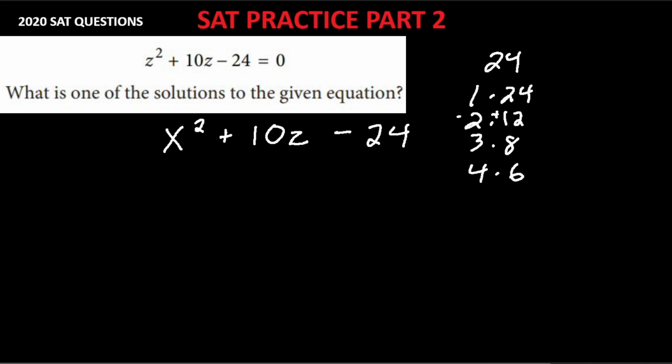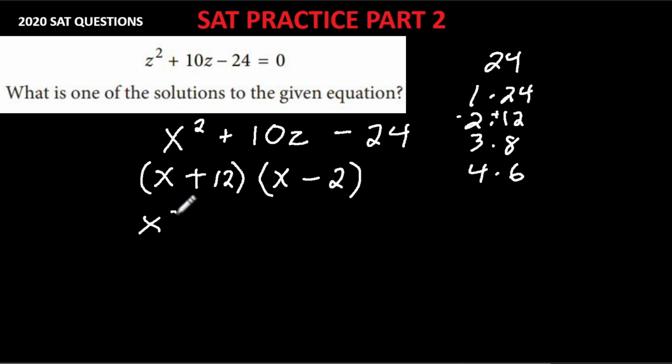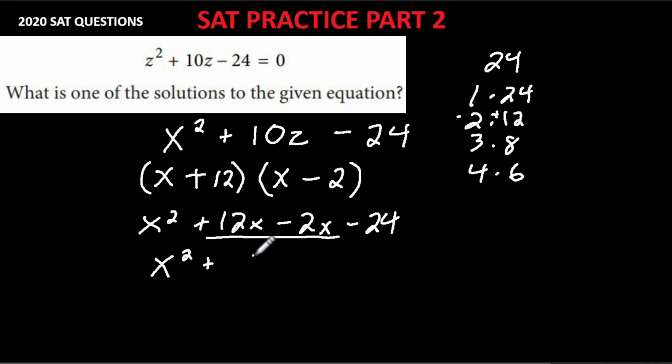So let's make the two binomials. To get x squared, it's x and x. One has to be positive and one has to be negative to give us a negative here. We knew that this would be minus 2 and positive 12. Let's just multiply out to make sure that we're right. So x times x is x squared. Then I have 12x minus 2x minus 24. And these two will combine to give us our 10x.